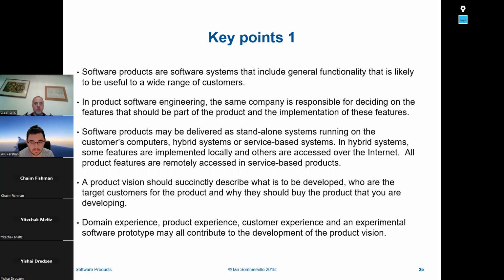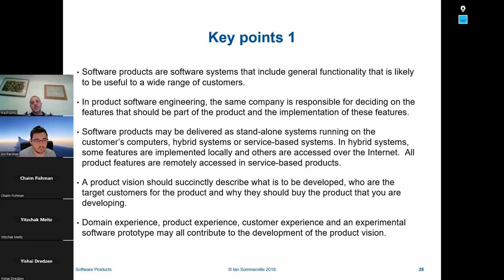Okay, that is this chapter. We have key points. Software products are software systems that include general functionality that is likely to be useful to a wide range of customers, because it's generic. It's supposed to be generic. In product software engineering, the same company is responsible for deciding on the features that should be part of the product and the implementation of these features. Right, you have no client.